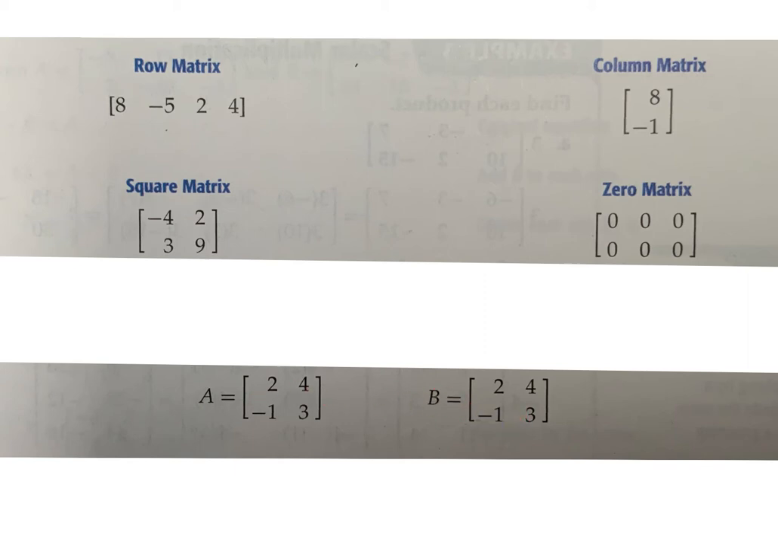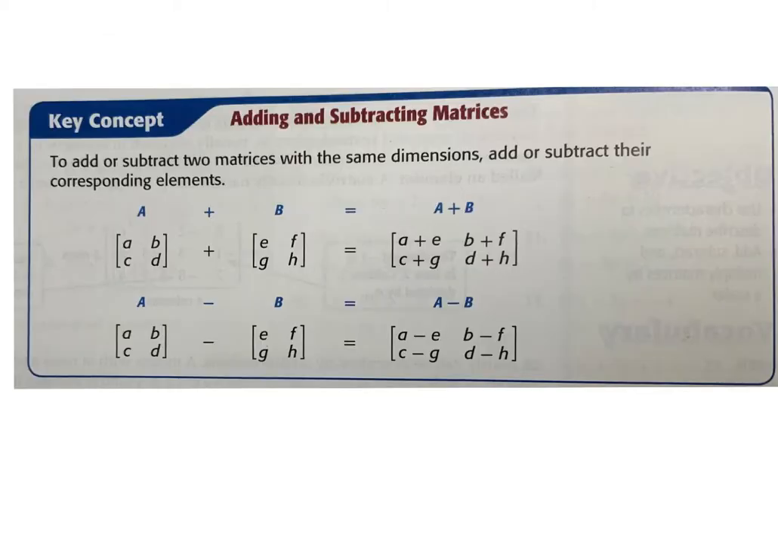Those are equal matrices. All right, adding and subtracting matrices. To add or subtract matrices, they have to have the same dimensions, all right? Because the way that you add and subtract is you simply add the corresponding elements, all right?